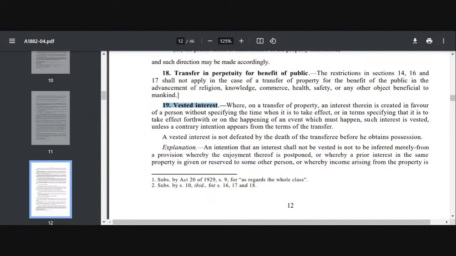Now what is vested interest? What do you mean by vested interest, right? So whenever I am transferring my property to someone, the interest gets vested in that person, है ना. सेक्शन 19 में आप देखोगे वेस्टेड इंटरेस्ट का डेफिनेशन है. सेक्शन 21 में हमारे पास कॉन्टिंजेंट इंटरेस्ट का डेफिनेशन है.